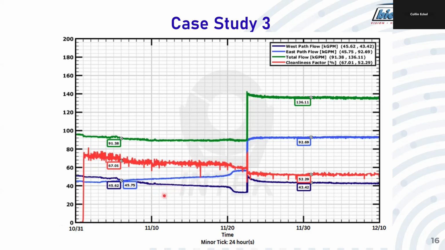And this suggested macrofouling of the west path that was the root cause for the reduced flow rate and the condenser performance degradation. And then when you can see the second pump come on, you can see the difference in the east and west flow paths are extreme. So we informed the plant of what we saw and told them they need to inspect the west water box at their next available outage.